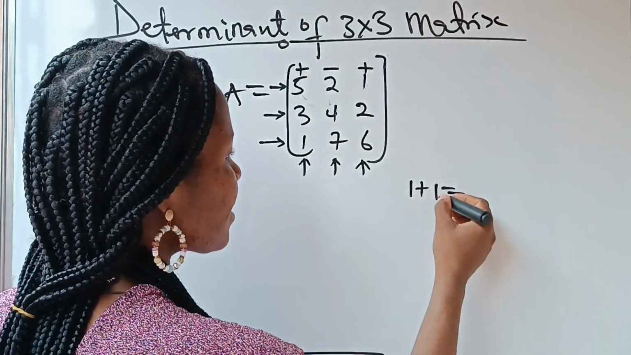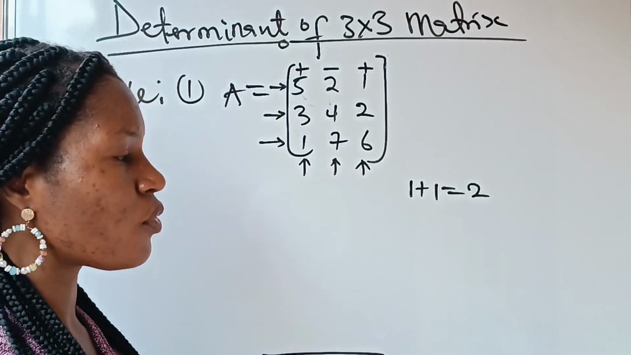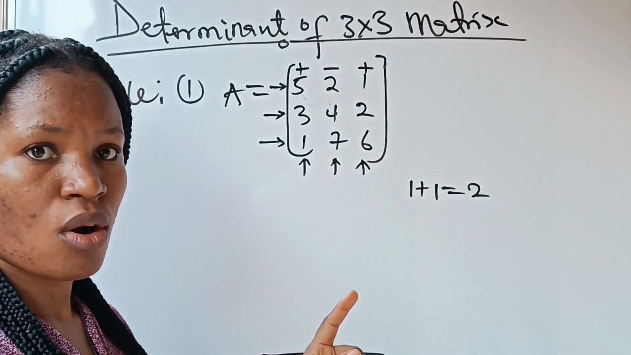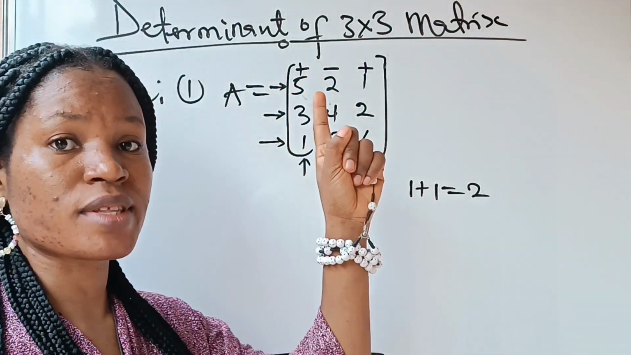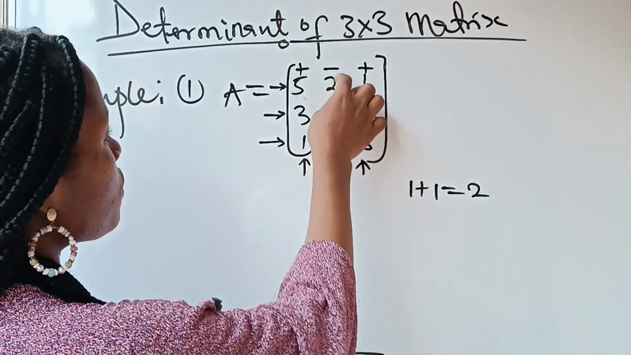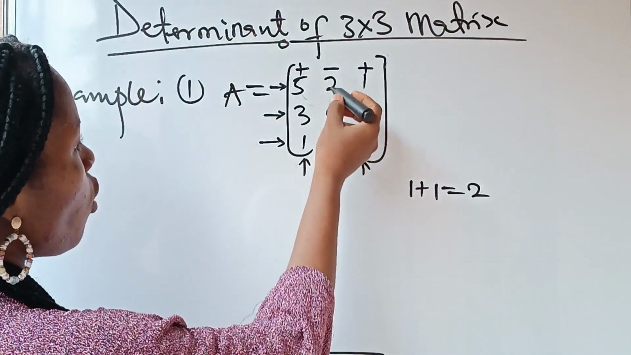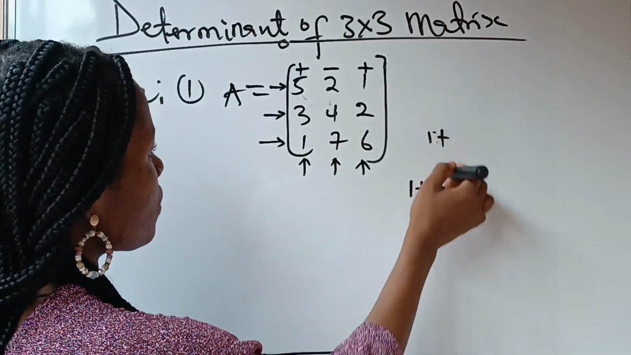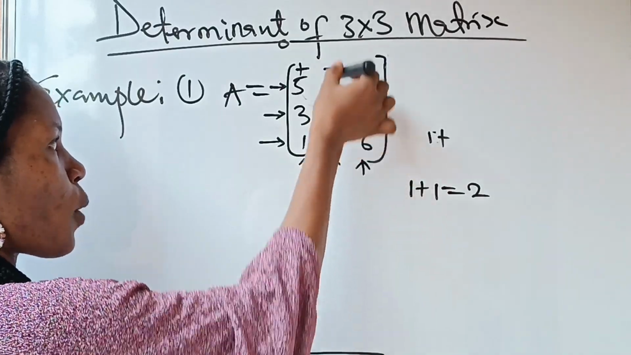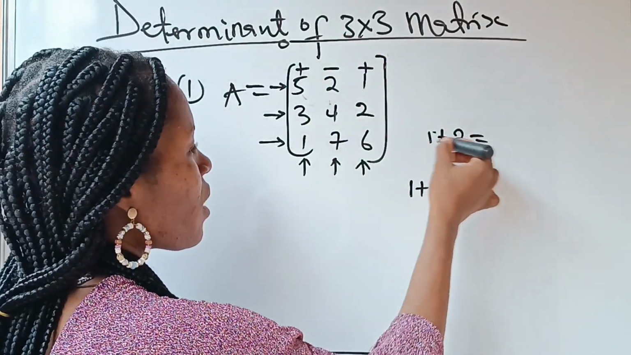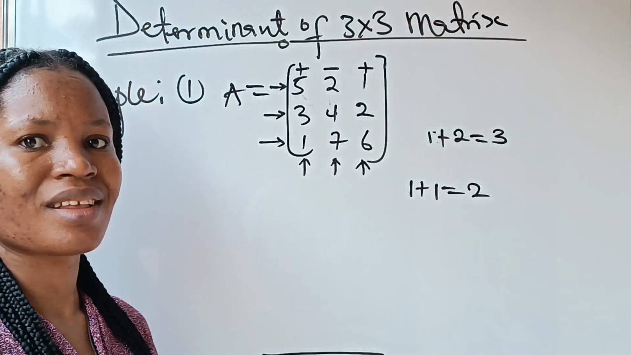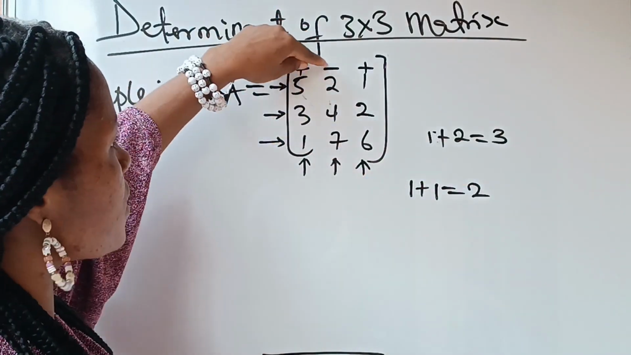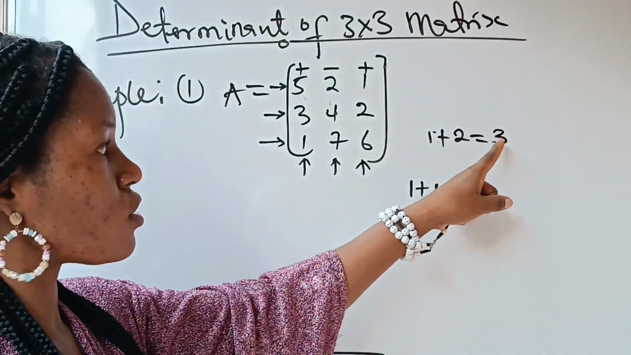Notice that when you add the positions, you get an even number. When you get an even number, use positive for it. Don't worry, you're still going to see where we use that plus, minus, plus. Then for the number 2, you notice that it is occupying the first row, that is 1, plus the second column. When you add its position, you get 3, so it's going to be negative, because 3 is an odd number.